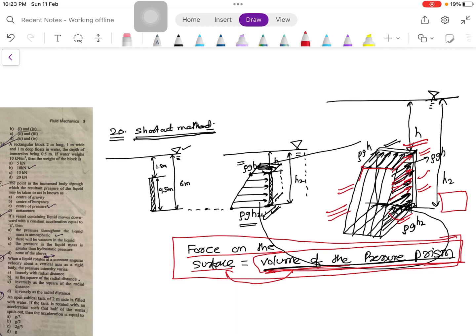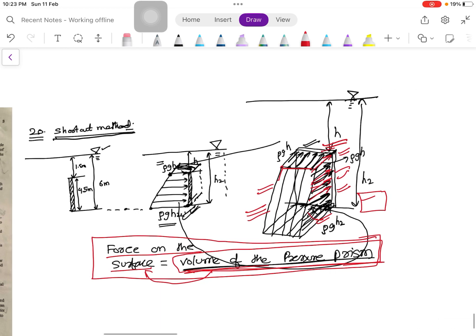Suppose the surface which is immersed in water, or the plate which is immersed in water, is not a simple geometrical surface. Say it's a triangle, so we have a triangular surface immersed in the water. So in the case of a triangle immersed in the water, it looks a little complicated to find the diagram of the pressure prism.